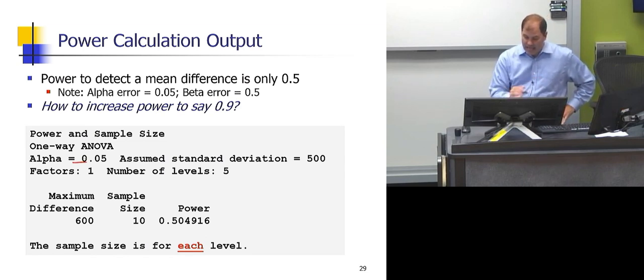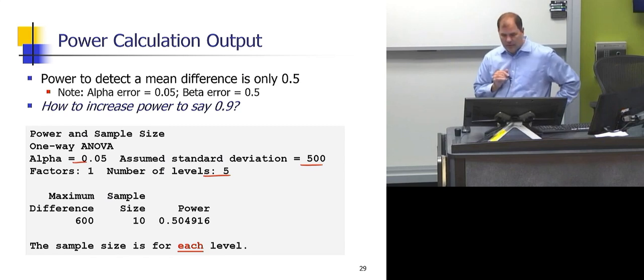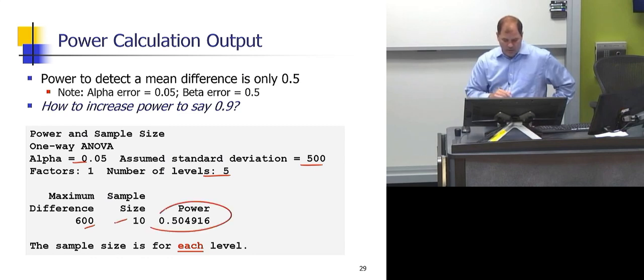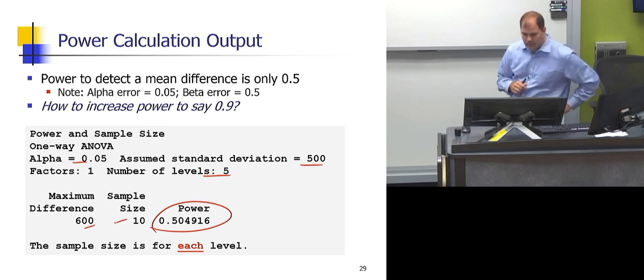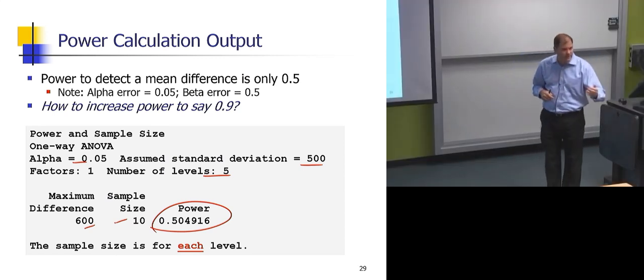Minitab came back, tells me alpha, my assumed standard deviation, my number of levels, and it comes back and says my mean difference, with the groups of 10, only has a power of 0.5. You would have a 95% confidence level, that's the false alarm, but if the mean shifted 600, you would only catch that 50% of the time.